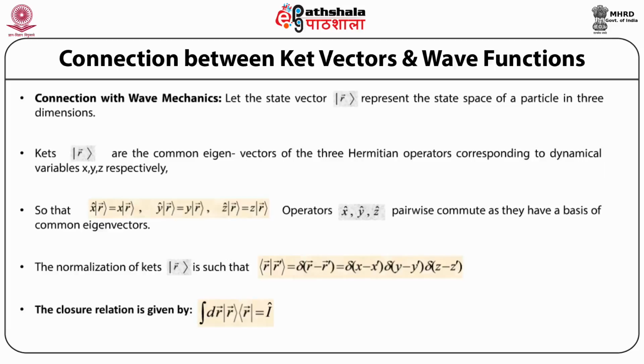In a similar manner, one can also define the closure relation for the ket vector r as the integral over d r, that is, the integral over the volume, of the ket vector r times the bra vector r, which depicts the closure relation, and this comes out to be equal to the identity operator I.